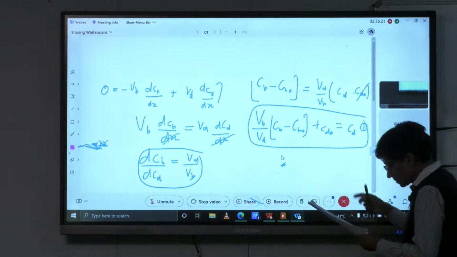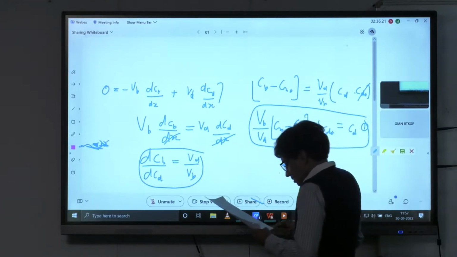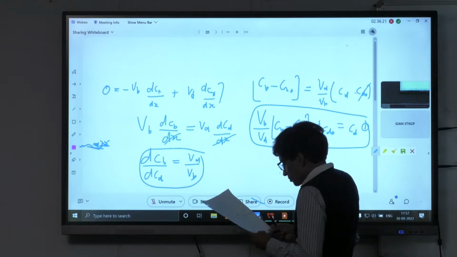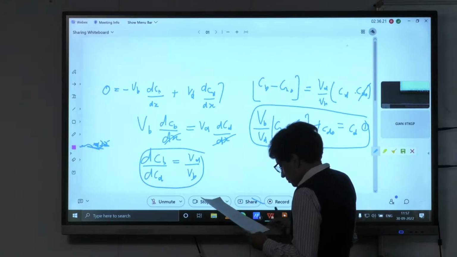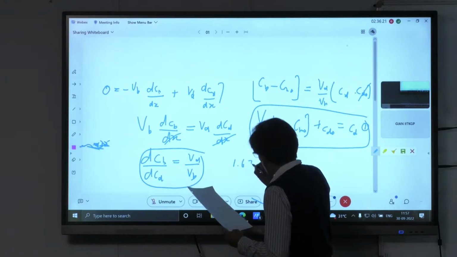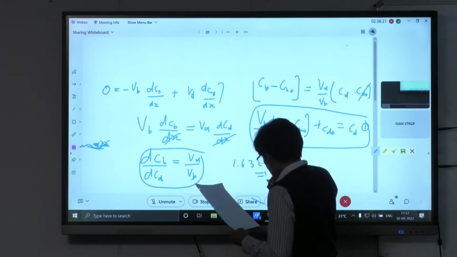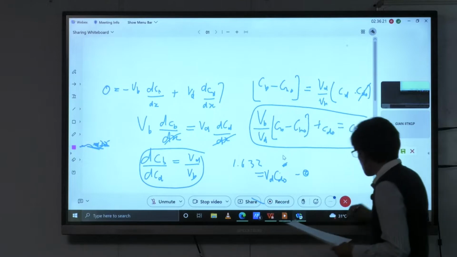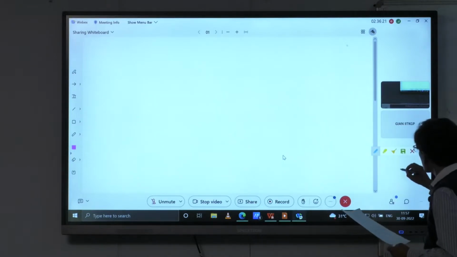And I can put some numbers into this that we have so far. We know a few of these values, and so we can come up with something like 1.632 equals Vd Cd naught. Okay, that's my second equation, and I'll give you my notes on this. Okay, so let's continue then.